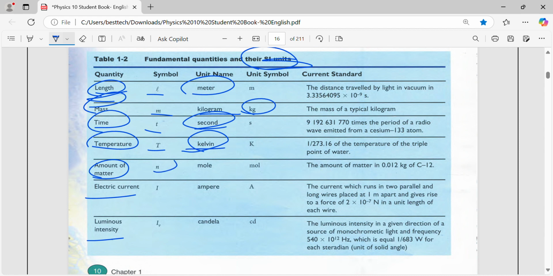Amount of matter is n small, mole. Electric current, I capital, is measured by ampere, the unit. To measure the electricity of a house, like how many amperes you have in the house, you've heard this before. So the unit of electric current is ampere, A capital, and the symbol of electric current is I. Luminous intensity, Iv, and the unit is candela.